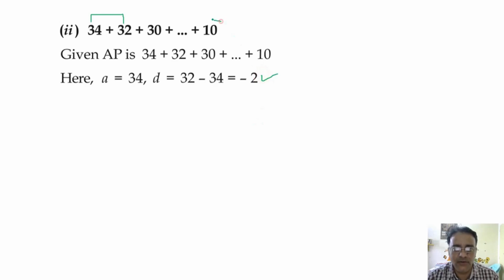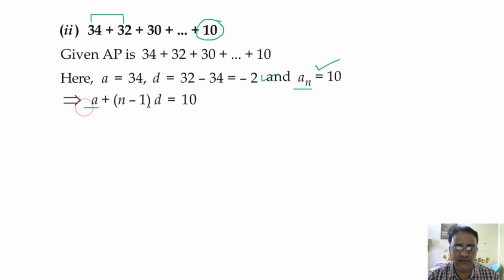Now we don't know which term 10 is, so again we have to find the number of terms, n. Let 10 be the nth term. What is the formula of an? an equals a plus (n minus 1) into d. Now substitute the values of a and d: a is 34, d is minus 2.